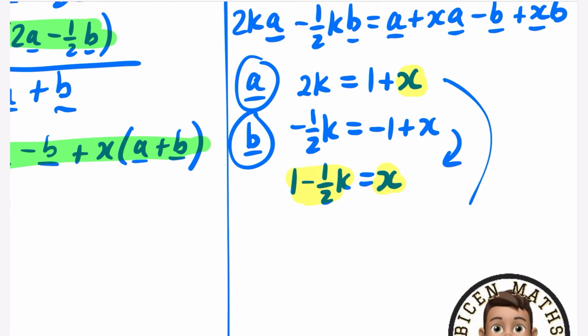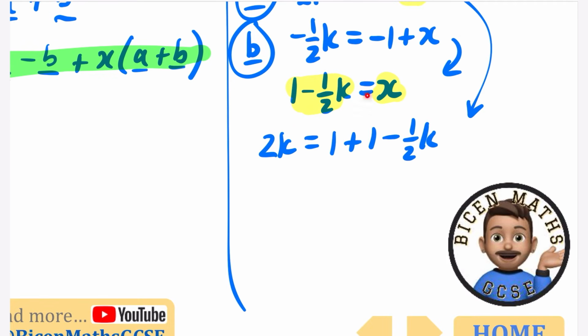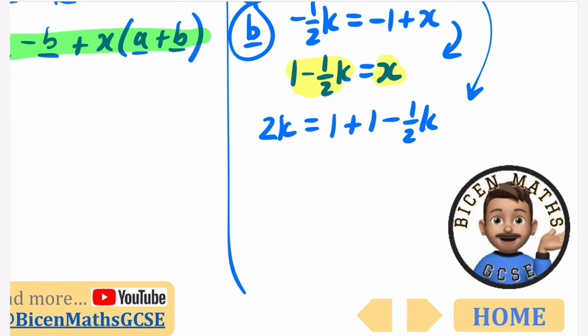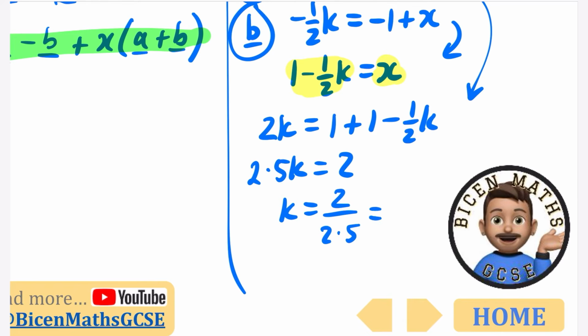Taking that equation at the top, I get that 2k is equal to 1 plus 1 minus a half k. This is a non-calculator paper, so 2k plus a half k is 2.5k, which is equal to 2, which means k is 2 divided by 2.5. Double the top and bottom, which is 4/5.